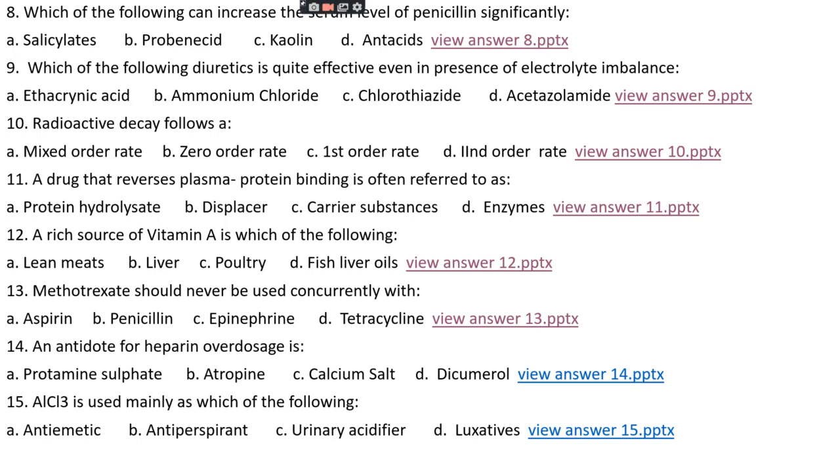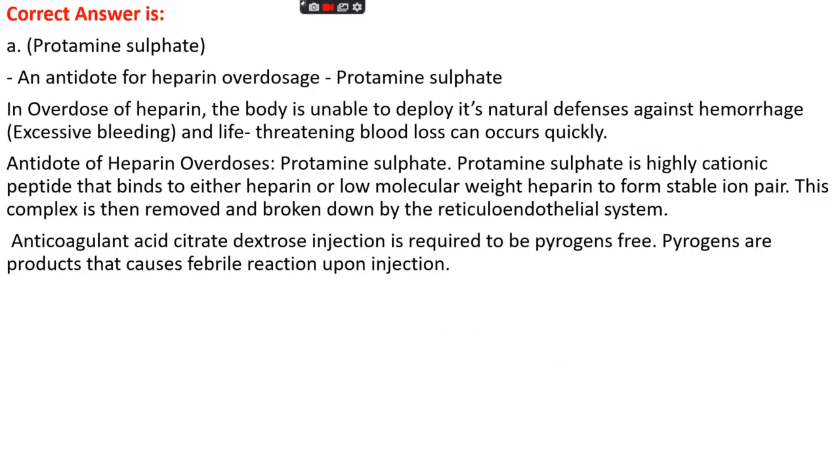Question number 14. An antidote for heparin overdose is option A, protamine sulfate, option B, atropine, option C, calcium salt, or option D, dicumarol. The right answer is option A, that is protamine sulfate. The antidote used for heparin overdose is protamine sulfate. In overdose of heparin, the body is unable to deploy its natural defense against hemorrhage, so excessive bleeding and life-threatening blood loss can occur quickly.